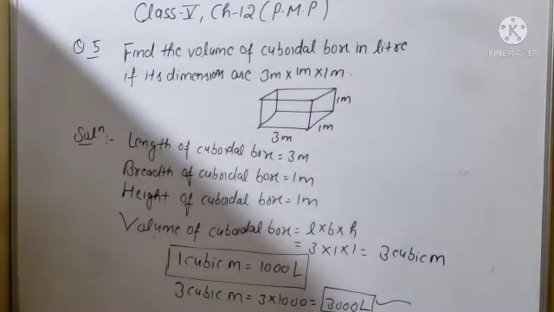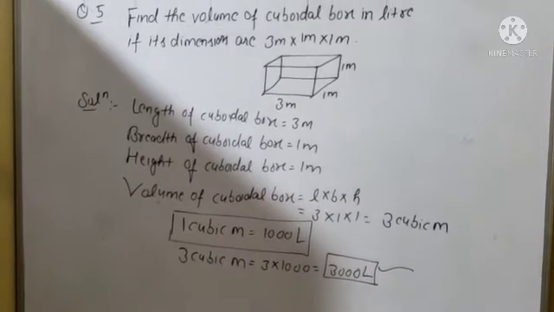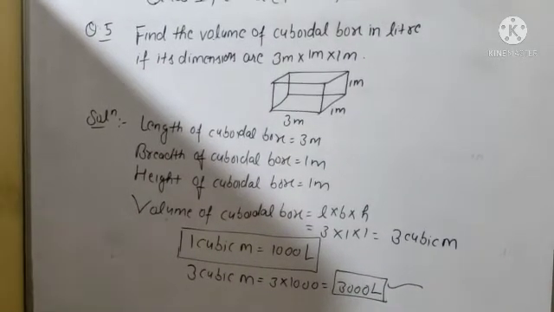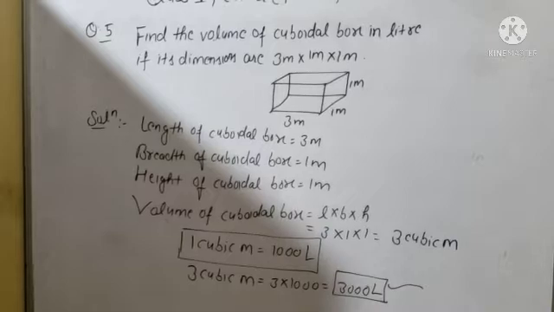So this was a simple question. Find the volume of the cuboidal box if the dimensions of the box are given. If it's not visible, you can see now. You will find out the volume of the cuboidal box whose dimensions are given as 3 meter into 1 meter into 1 meter.